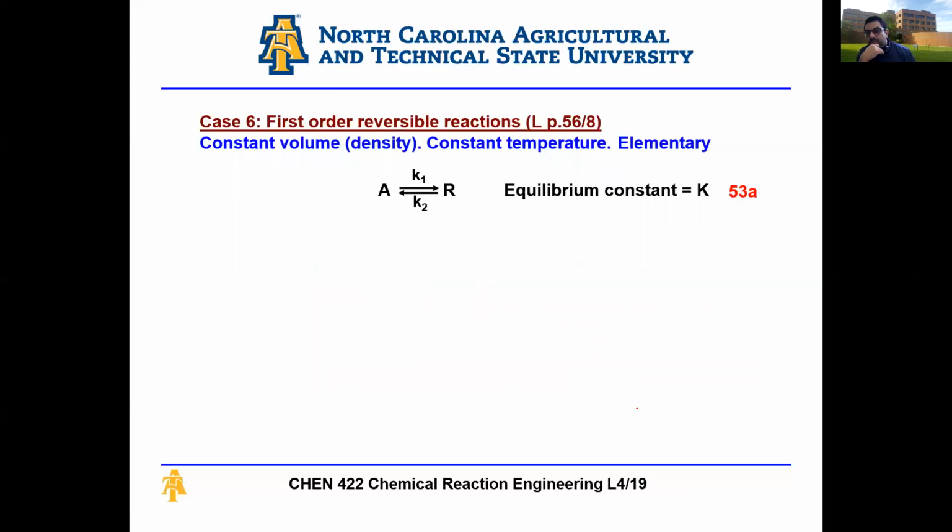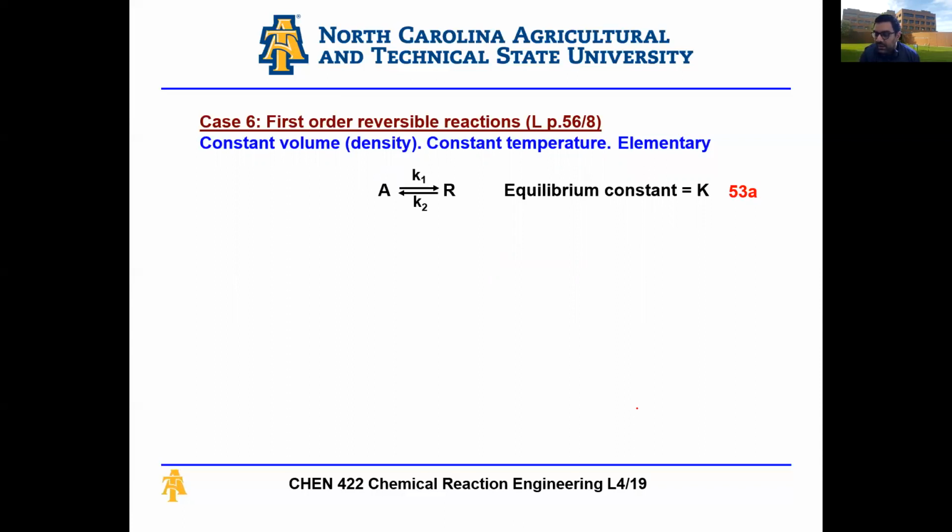All right, case number 6. First order reversible reaction. Again, I have A going to R. It's first order, and the only difference now from case 1 is that it is reversible, right? And our assumptions are the same: constant volume, constant temperature, and elementary reaction. So I have A going to R. The forward constant is K1. The backward constant is K2.